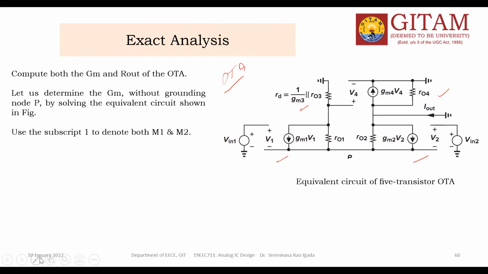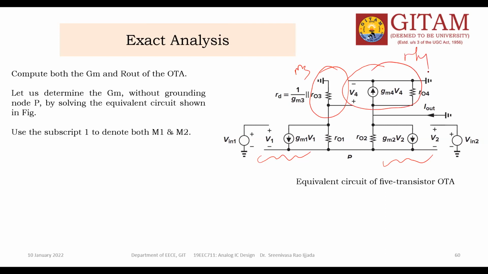Here, understand, this is the M1 transistor. This is the M2 transistor. This is the M3 transistor. This is the M4 transistor. Understand? Equivalent circuit. Only this part you can take. This is one part, this is one more part, and this one part, this is another part.